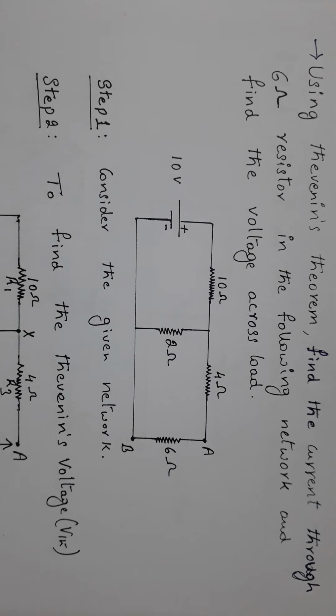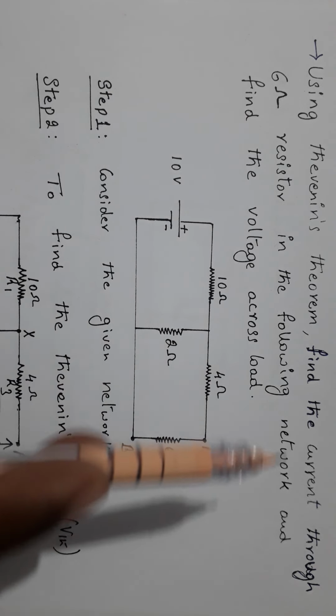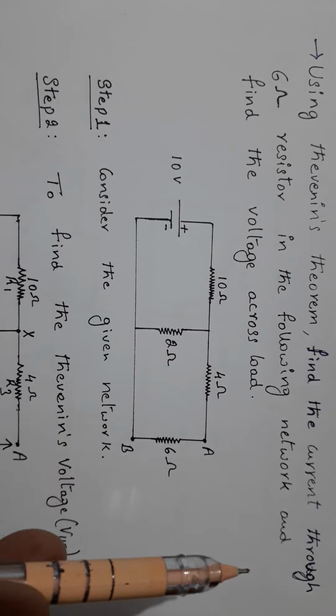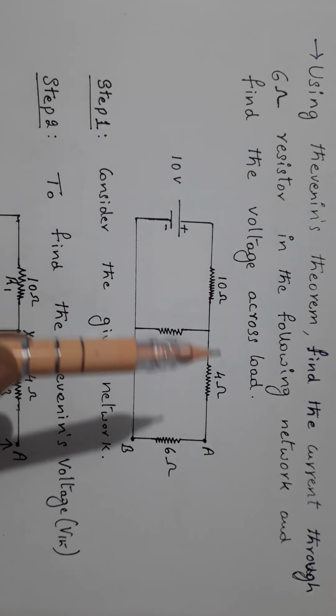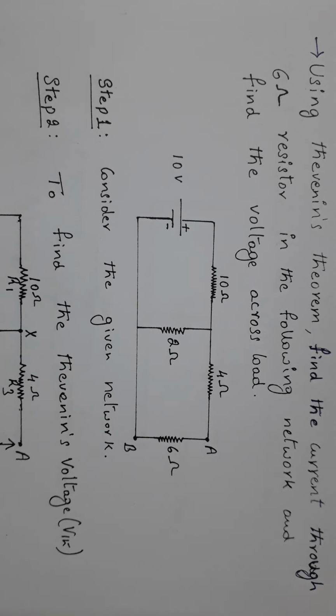Dear students, in this session, we will do some problems on Thevenin's and Norton's theorem. First, using Thevenin's theorem, find the current through the 6 ohm resistor in the following network and find the voltage across the load. This is the given network.